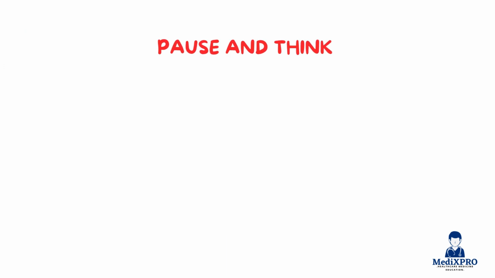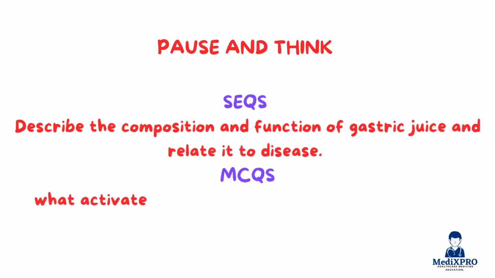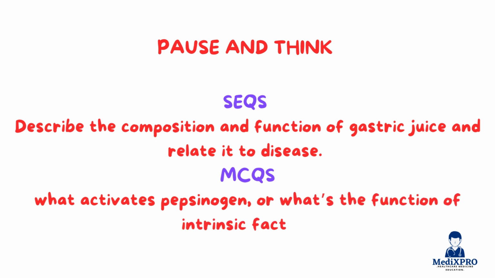SEQs may ask, describe the composition and function of gastric juice and relate it to disease. MCQs may ask, what activates pepsinogen or what's the function of intrinsic factor? Pause and ask yourself, which part of gastric juice helps absorb B12?